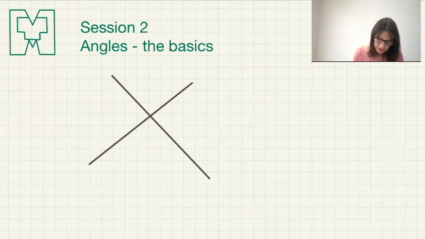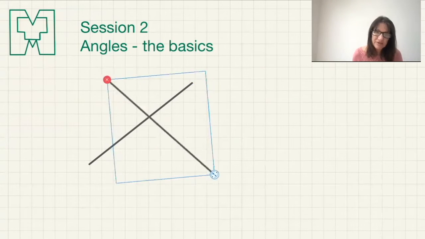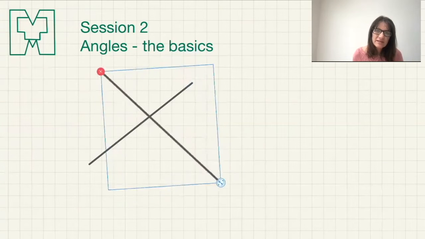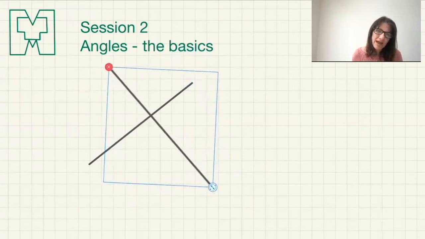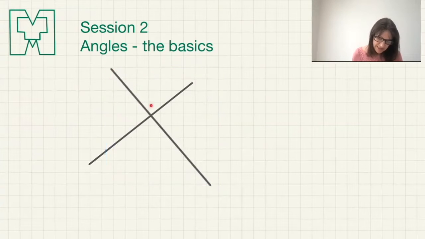Now, as I am moving this line, if I hold it about there, I would say that we are probably looking at right angles. I've got a right angle here, here, here, and here. Okay. So I've got right angles, but when I move it, I change those angle sizes.